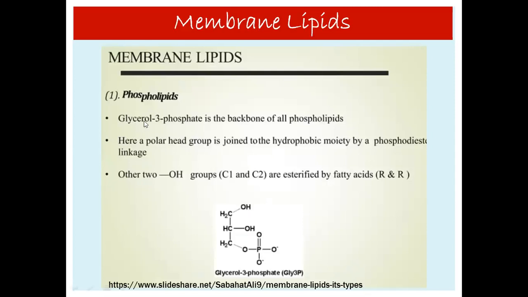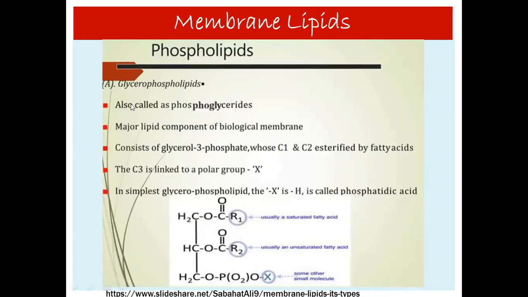Next, we'll see what is phospholipid. Glyceryl 3-phosphate is the backbone here. In all phospholipids, a polar head group is joined to the hydrophobic moiety by a phosphodiester linkage. The other two hydroxy groups are esterified by fatty acids R1 and R2. Carbon 1 and carbon 2 will be esterified with R1 and R2, and C3 will be attached with phosphate as well as an alcohol.